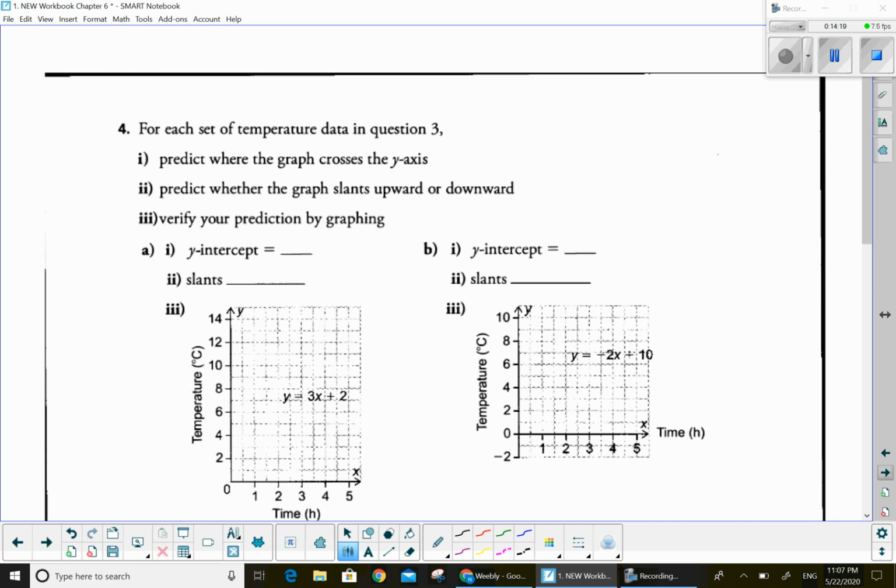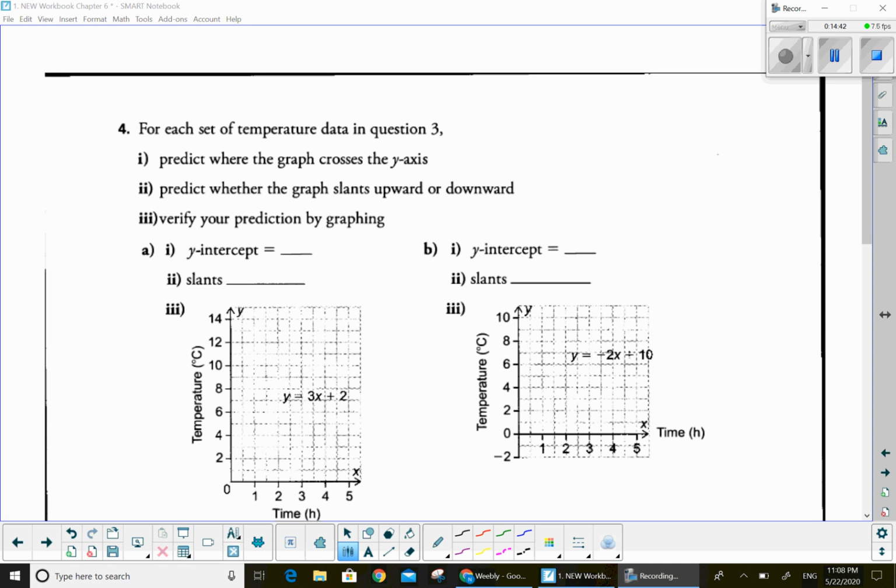It says, for each set of temperature data in question 3, previous one, predict where the graph crosses the y-axis. Predict where the graph slants, excuse me. All right, I'm back. Predict whether the graph slants upward or downward. Verify your prediction by graphing. All right, here's our two equations, 3x plus 2, negative 2x plus 10.